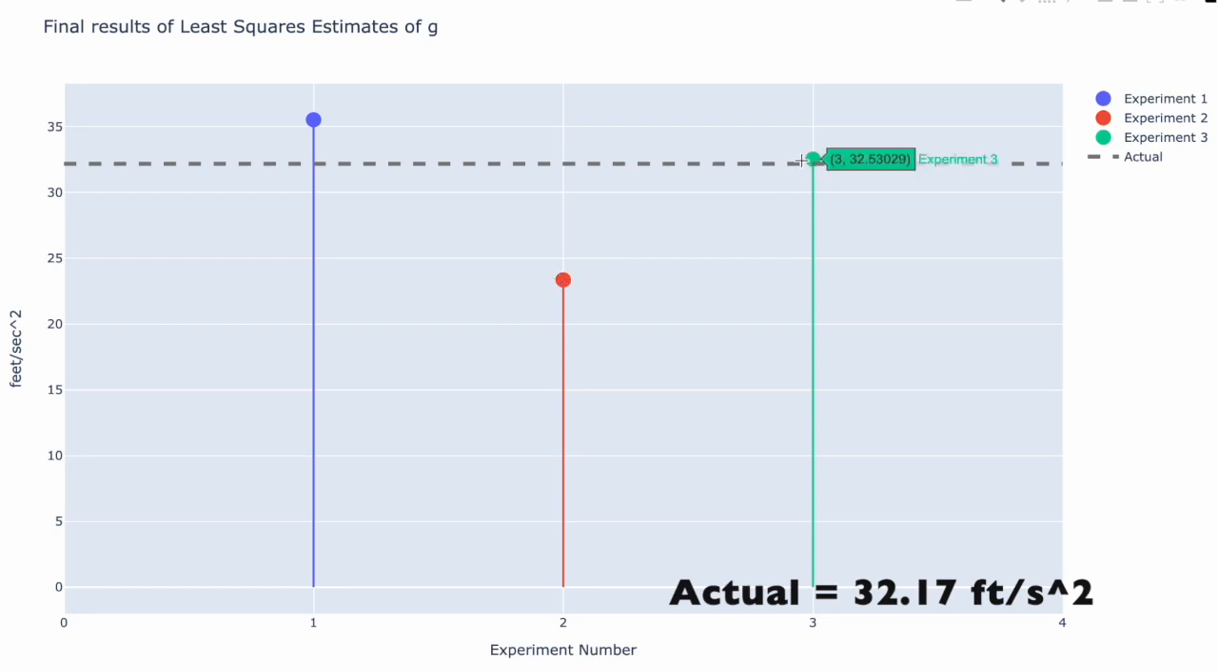Our experiment 3 result is much more precise and accurate because our experiment design removed many errors the first 2 experiments suffered from. This demonstration shows the importance of experiment design and the corresponding goal of removing all possible sources of variation due to the experiment setup.